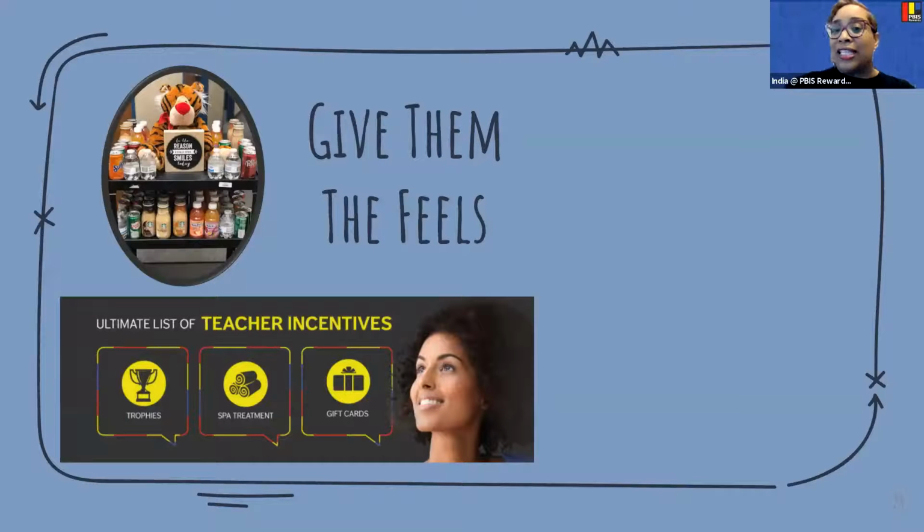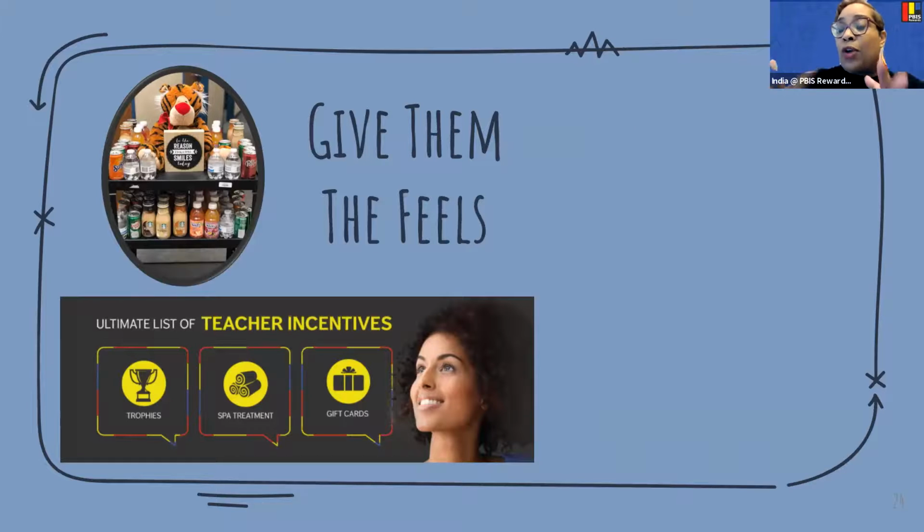So like we said, it's an easy way to give them the feels. You can set up different incentives, events, and other types of things that they can really enjoy. And we don't want you to reinvent the wheel. We've got two ways that you can basically not have to think too hard. We're going to put in the chat the ultimate list of teacher incentives. Hundreds, wouldn't you say, Anna? Hundreds of ideas of things that you can do to motivate and encourage your staff, okay?